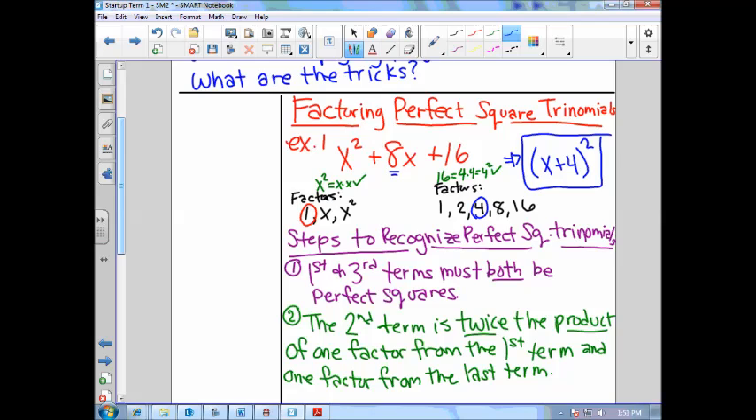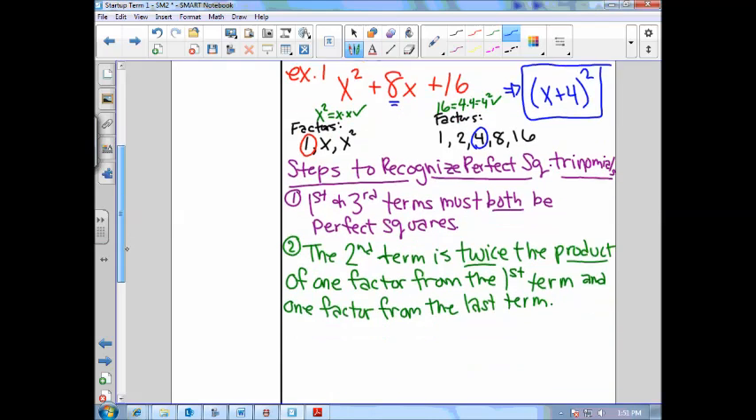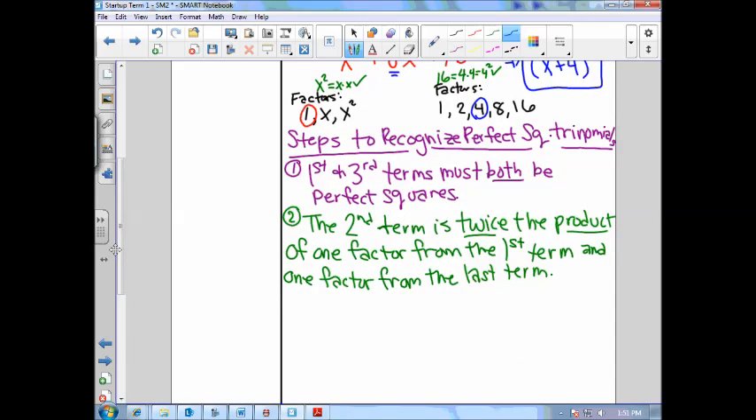Okay, right now it looks like a long process, but we don't have to always write these steps. So we're going to try it again, and you'll see it's very quick compared to doing the whole box method. Okay?